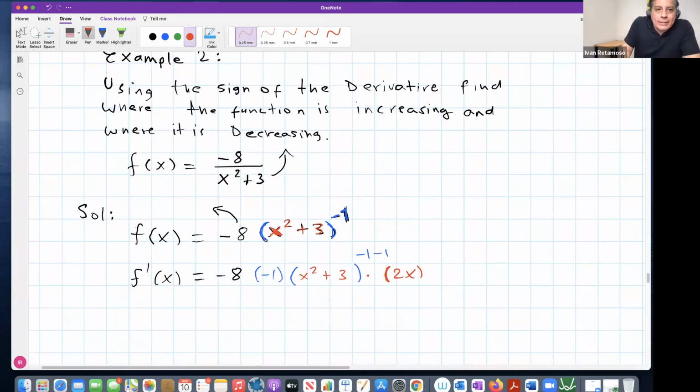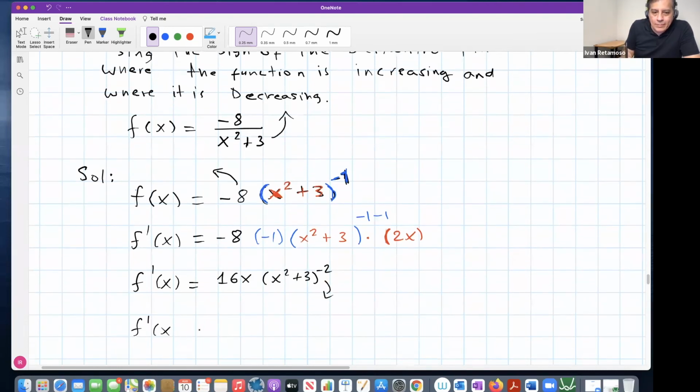Let's write this out nicely so we can use this to get the sign. Negative times negative, positive, right? Positive +8. And +8 times 2, 16, right? 16x. Now, this guy is this, right? x squared plus 3 raised to negative 2. Put this down, for presentation purposes, right? And this should be 16 times x over x squared plus 3 raised to the second power, right? Believe it or not, guys, this is our derivative, right? This is how it looks.